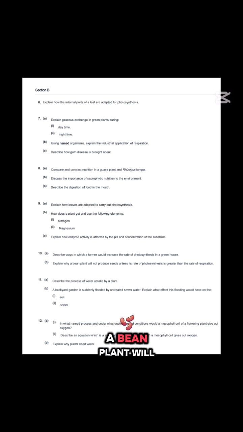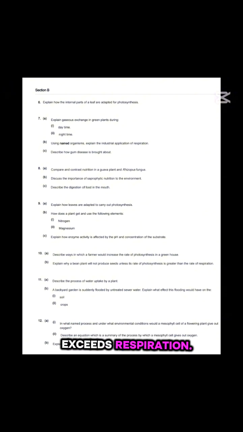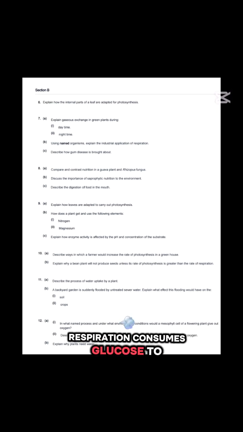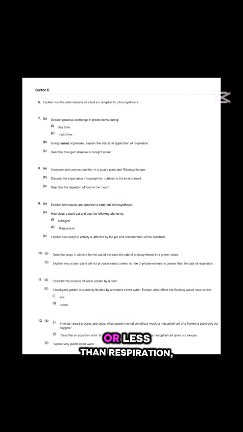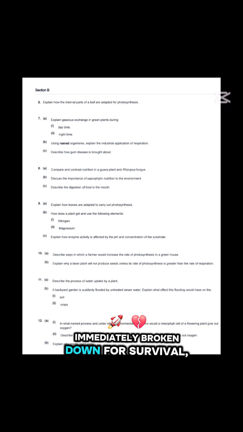B. Why a bean plant will not produce seeds unless photosynthesis exceeds respiration. Respiration consumes glucose to meet the daily energy requirements of the plant. Seeds require large amounts of stored organic nutrients, like starch and proteins, to develop fully. If the rate of photosynthesis is equal to or less than respiration, all manufactured glucose is immediately broken down for survival, leaving no excess sugars to be translocated and converted into storage reserves for seed production.